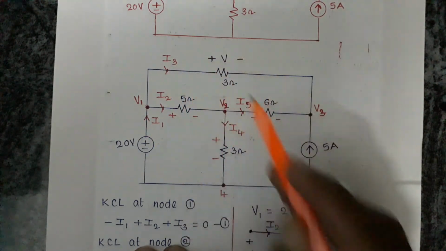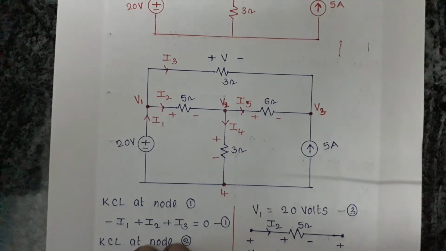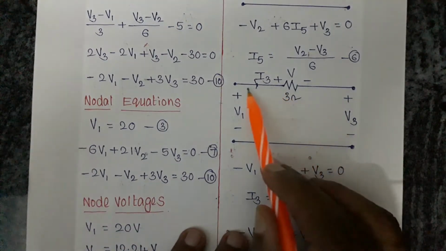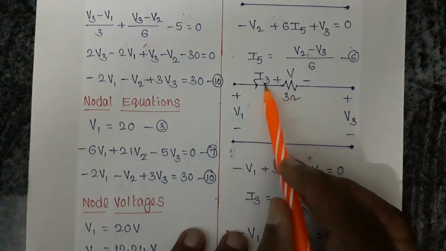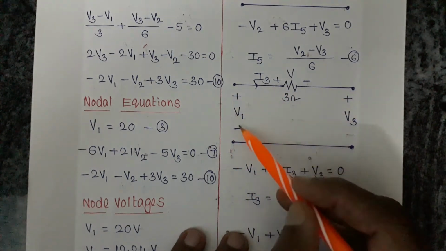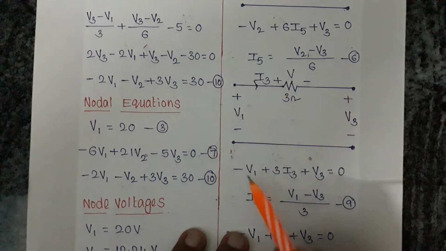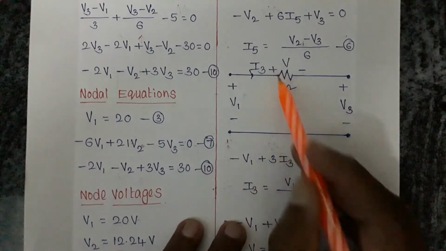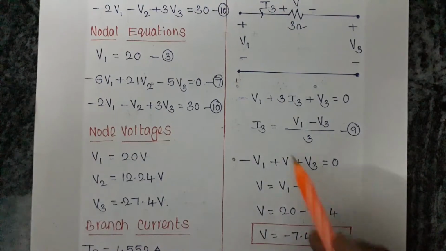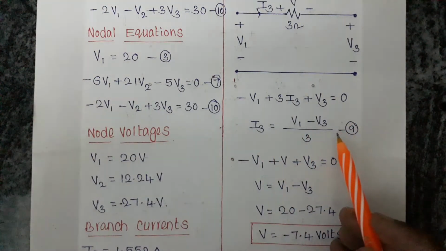We have to take this part of the circuit to get I3 as a function of node voltages. So take that part of the circuit: 3 ohms, the current flowing in it is I3, and the terminal voltages are V1 and V3, with positive and negative polarities marked. If you write the KVL equation here: minus V1 plus 3I3 plus V3 equal to 0. So from this, I3 equals (V1 minus V3) by 3. Taking this as the ninth equation.